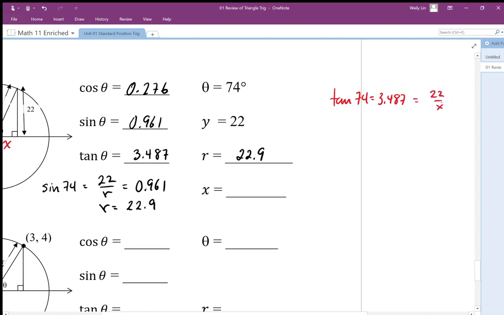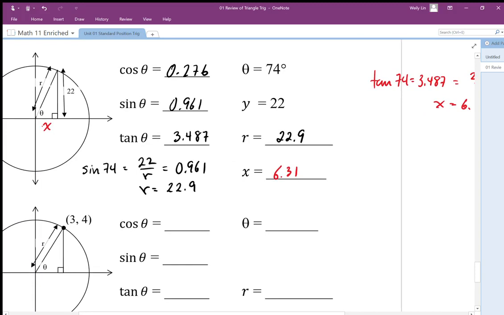22 over x. Solving for x, we can just cross multiply again, so we do 22 divided by 3.487, and I get x is equal to 6.31. Okay, so 6.31 represents my x value, and that looks about right. If I look at the measurements here, the hypotenuse or radius is 22.9, the x value is 6.31, and that's going to give me the shape of about 74 degrees.